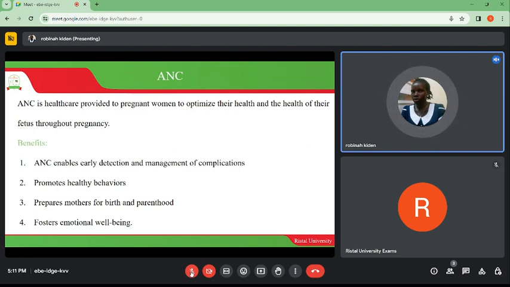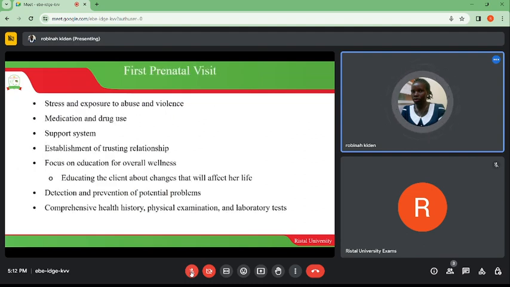Then promote healthy behaviors. Then prepare mothers for birth and parenthood, more so the first-time mothers, the primigravidas, preparing them on how to handle the babies, how to feed their baby and what to feed the baby on. Then foster emotional well-being. In other words, the mother is prepared for what may come on her way or what is likely to happen to her in the future.